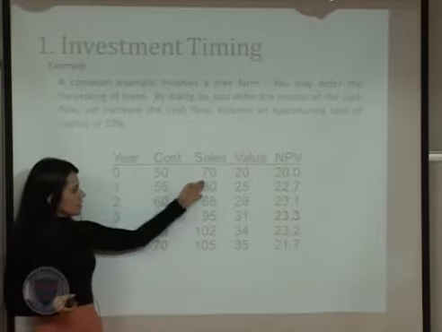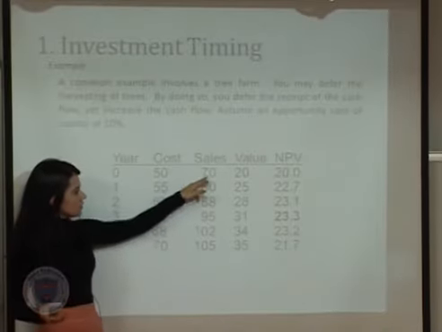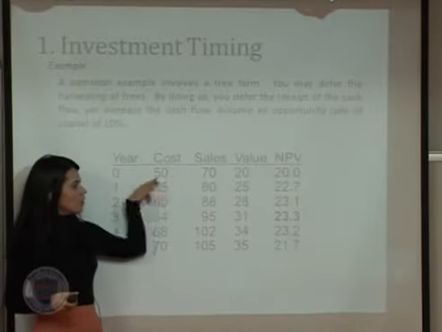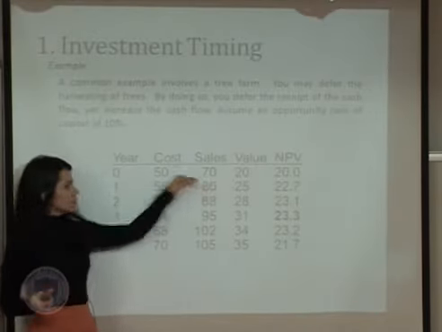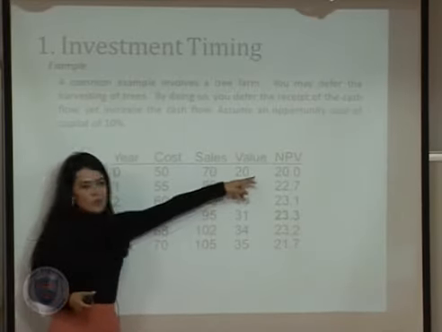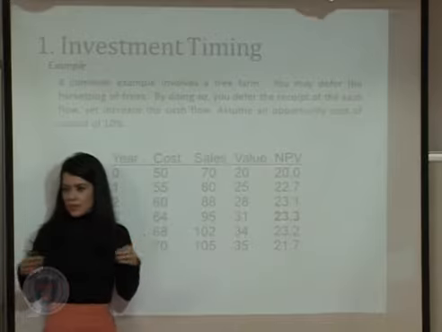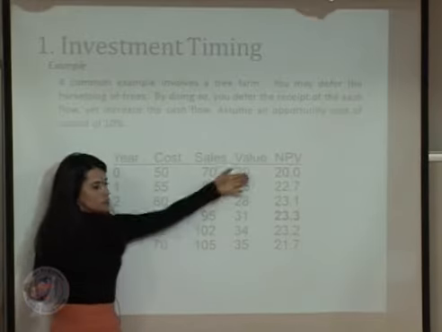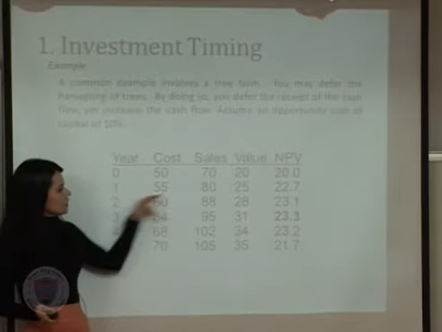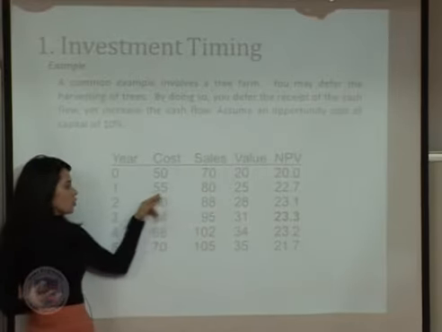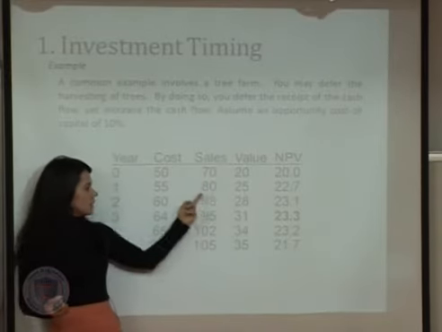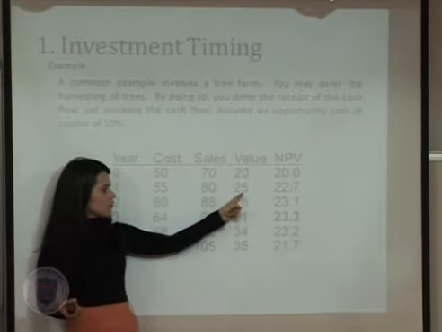If you sell the trees today, you're going to make 70. The cost will be 50. So what is the value? What is the profit? 70 minus 50, you make 20. NPV, net present value, since we're at time 0, it is equal to 20 anyway, so you are not discounting anything. So in the first year, your sales are 80, your costs are 55, so your profit is 25, right? 80 minus 55, it is 25.